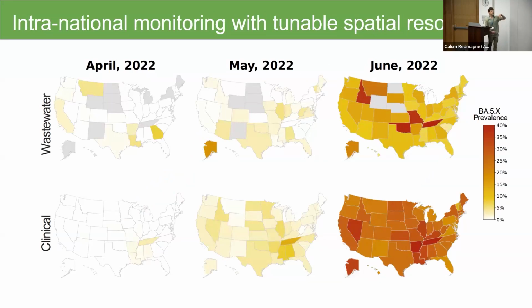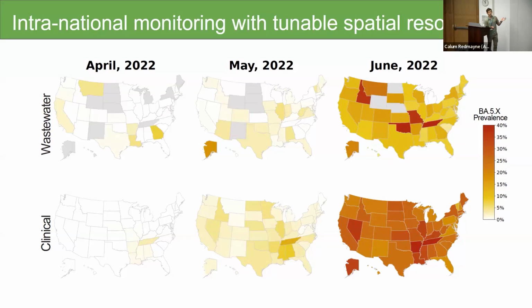And focusing back a little bit on the international picture, zooming in, we can pick out detailed pictures of what's happening over time as a lineage emerges. Here's BA5 across the US. You see basically similar but not exactly matching pictures of what is happening in wastewater versus clinical spread.